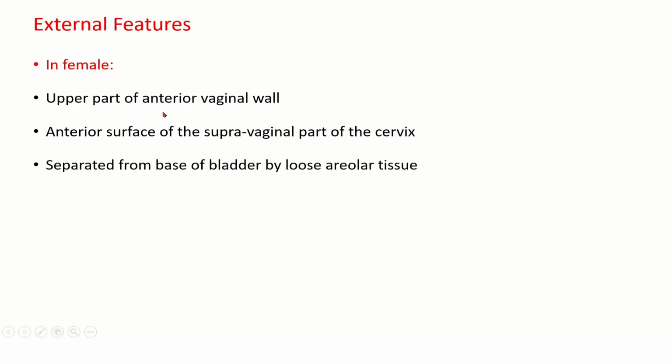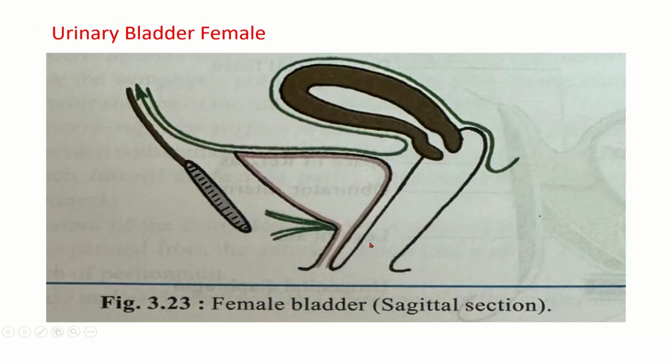In female, upper part of the anterior vaginal wall, anterior surface of the supravaginal part of the cervix, and it is separated from the base of the bladder by loose areolar tissue. Anterior wall of the vagina, supravaginal part of the cervix, separated by loose areolar tissue.